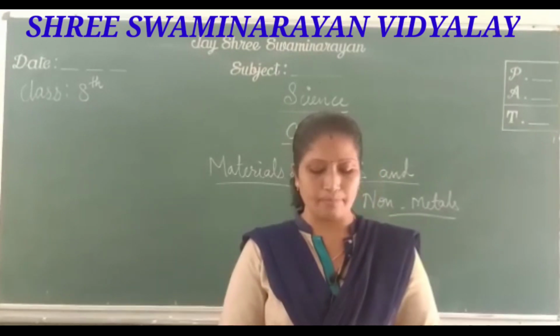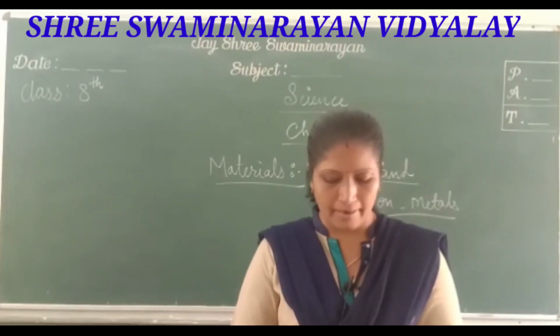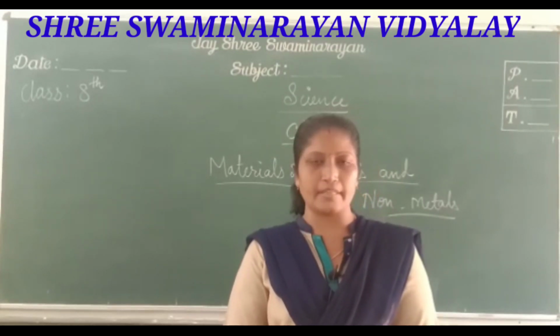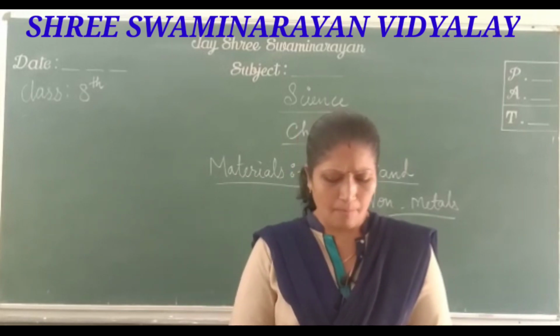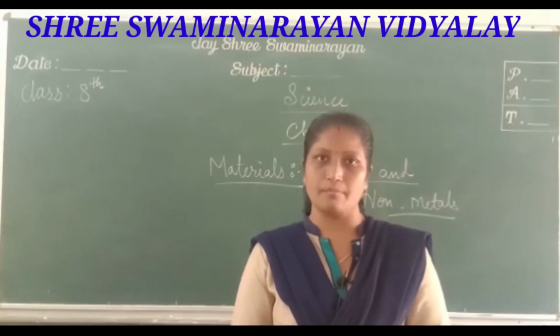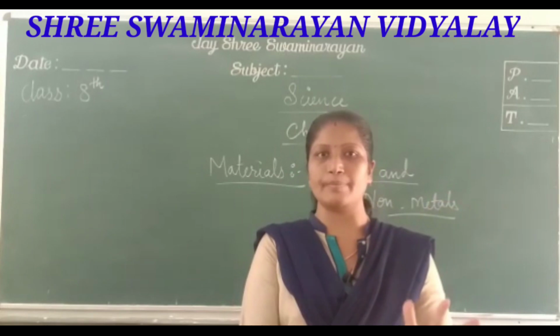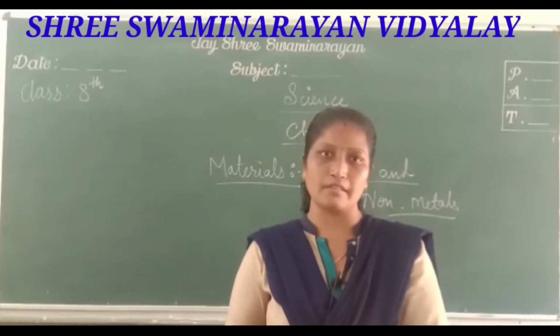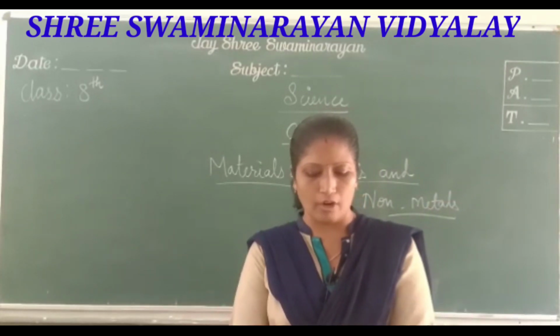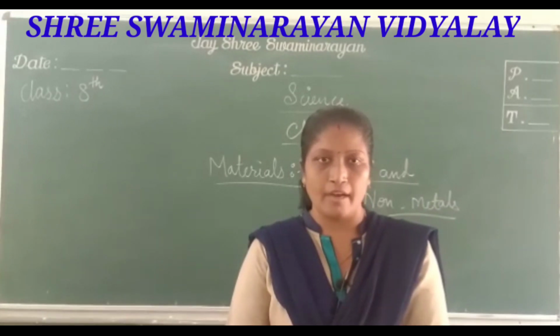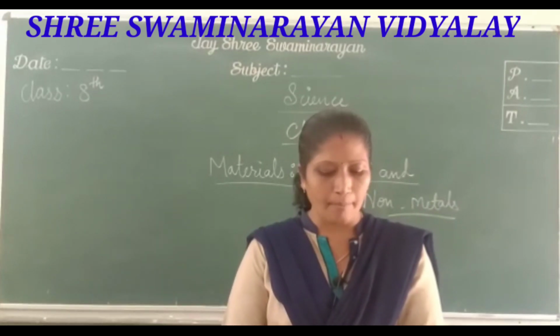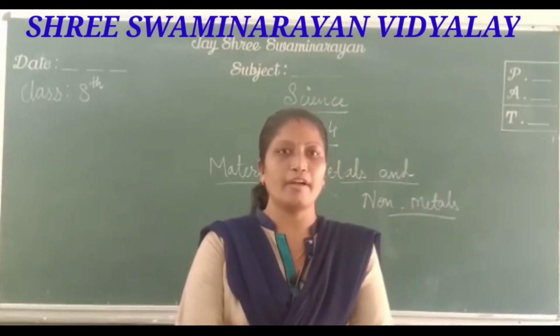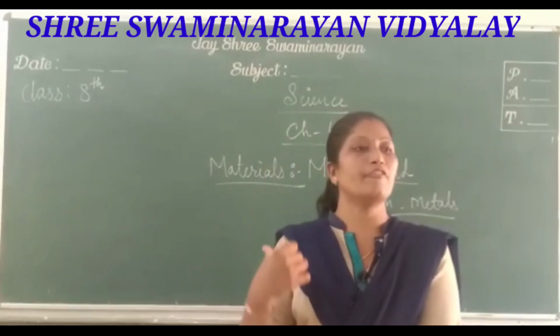And now, what are metalloids? They are elements having certain properties of metals and some properties of non-metals. Many properties of both metals and non-metals are there. Both are there. They are called metalloids. Now, for details on metals, non-metals and metalloids, we can see the video.